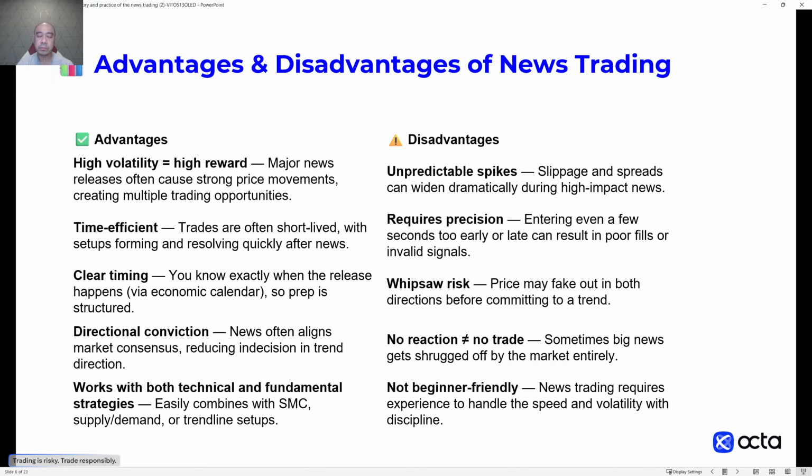Just keep in mind, because of that high volatility, point number one is that yes, you can get high rewards, but at the same time, because of those unpredictable spikes, it is also a higher risk trading strategy. This is okay, because typically if you go with a high reward, high risk strategy, and your position size is okay in context to your trading equity, then it's fine.